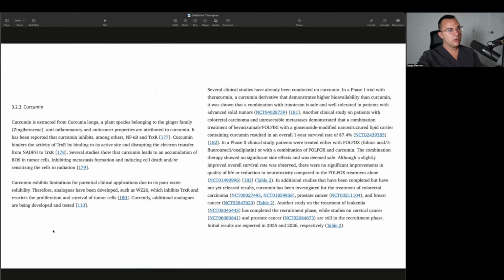And let's talk about some things that we have potentially access to for this. So curcumin is one of my favorite nutraceuticals, probably of all time, because it has so many effects on these cancer systems.